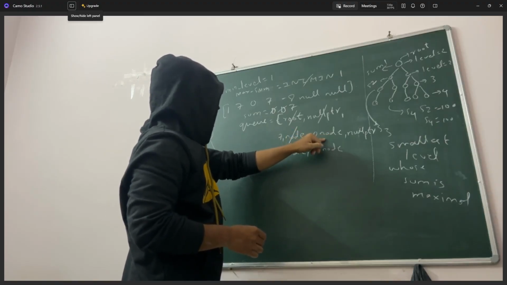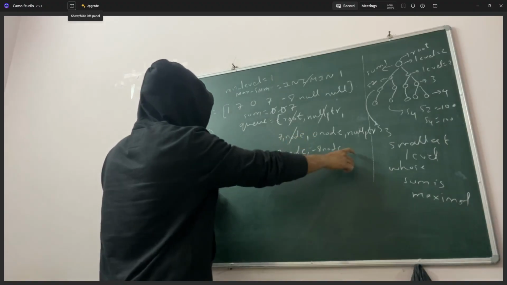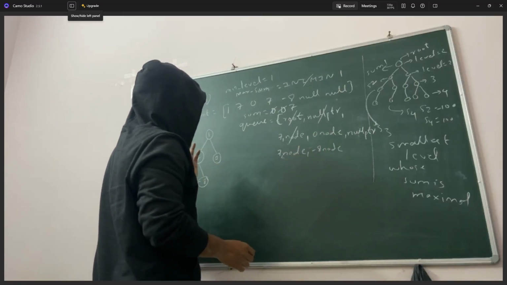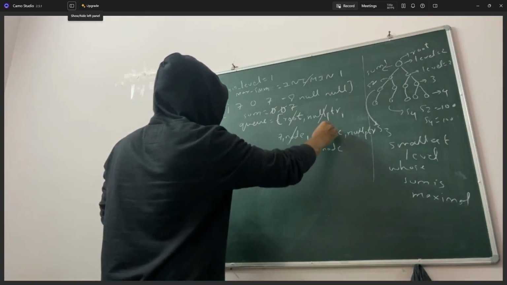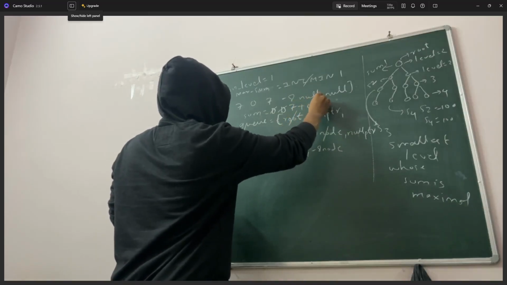So I will check if this node 0 has a left child. It does not have one, so I'll not insert anything in there. If it has a right child, it does not have anything, so I'll not insert anything. Okay, so now I'll remove this. When I'm removing this, whatever value is there, I'll add to the answer. Plus 0, which is 8.